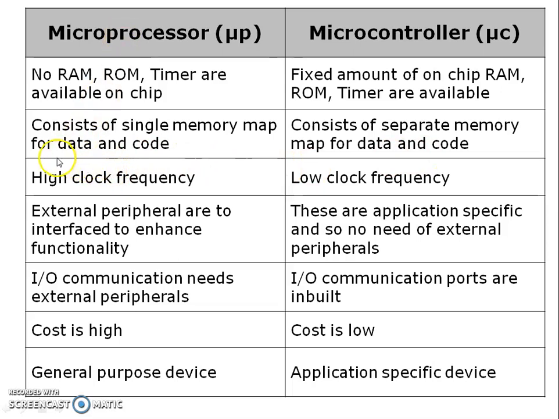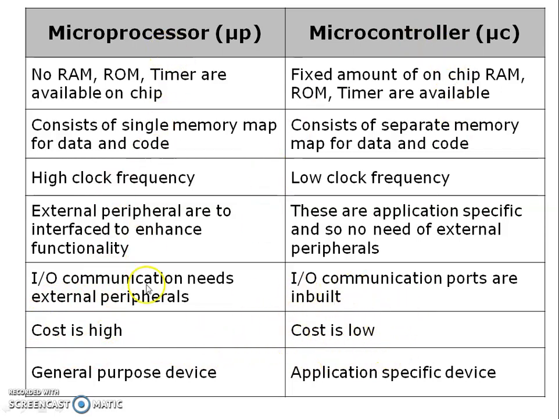Then a microprocessor provides high clock frequency and a controller provides low clock frequency. In a microprocessor, external peripherals are interfaced to enhance the functionality. In a microcontroller, they are application specific, so there is no need for external peripherals. That means a microcontroller is an application specific device and a microprocessor is a general purpose device. I/O communication needs external peripherals in a microprocessor, but in a microcontroller the I/O communication ports are inbuilt. The cost of a microprocessor is high and the cost of a microcontroller is low.